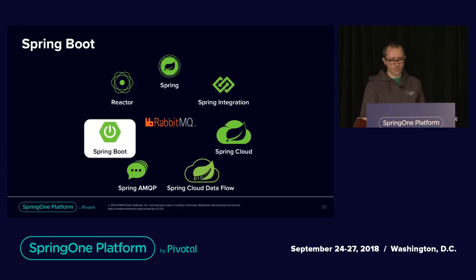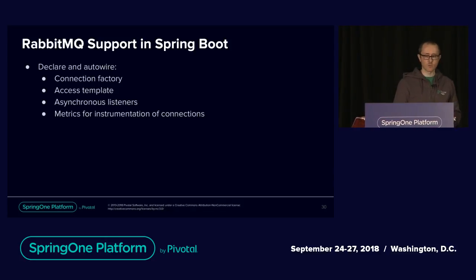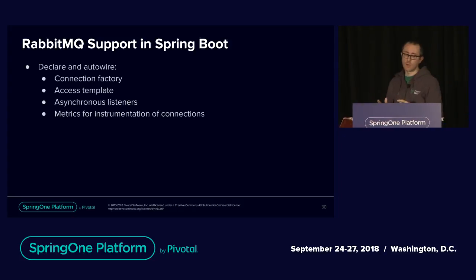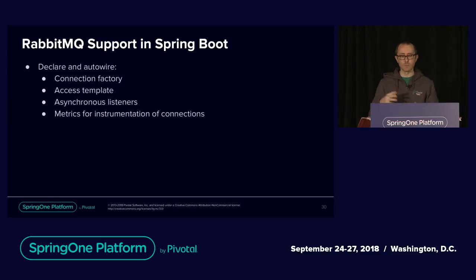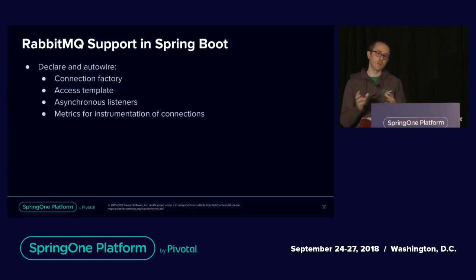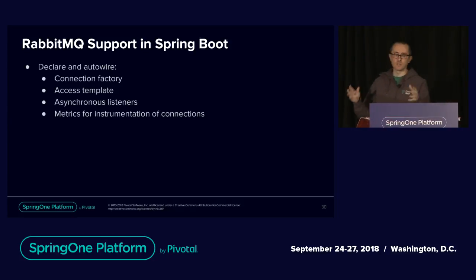Spring Boot. So what's the RabbitMQ support in Spring Boot? There's auto configuration. As soon as you have the appropriate dependencies on your classpath, Spring Boot will create some beans like the connection factory and a RabbitMQ template from Spring AMQP. It will register your asynchronous listeners if you declare them as Spring beans. And it will also plug the Java client metrics into Spring Boot's main metrics system.